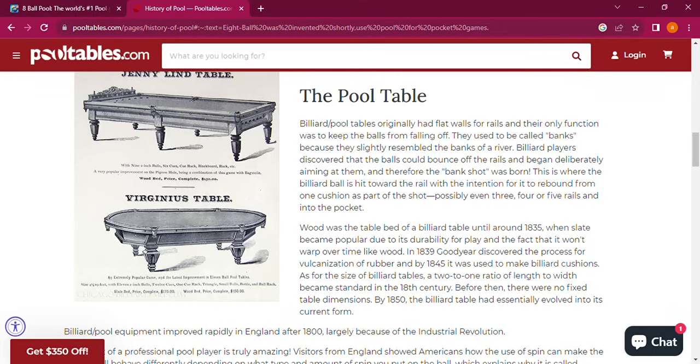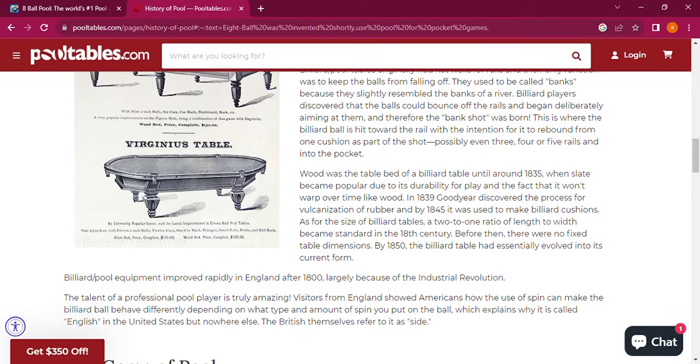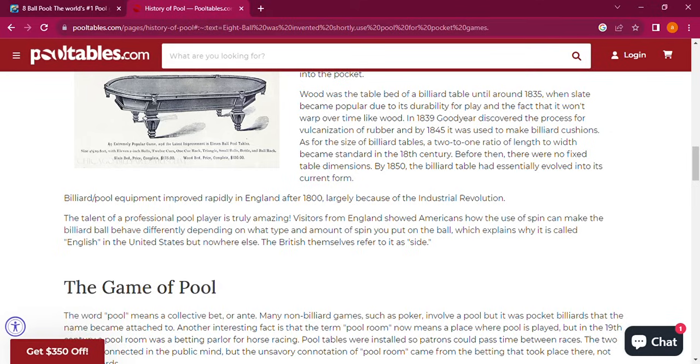Billiard players discovered that the balls could bounce off the rails and began deliberately aiming at them, and therefore the bank shot was born. This is where the billiard ball is hit toward the rail with the intention for it to rebound from one cushion, as part of the sport possibly even three, four, or five rails, and into the pocket. Wood was the table bed of billiard tables until around 1835 when slate became popular due to its durability for play and the fact that it would not warp over time like wood. In 1839, Goodyear discovered the process of vulcanization of rubber, and by 1845 it was used to make billiard cushions.